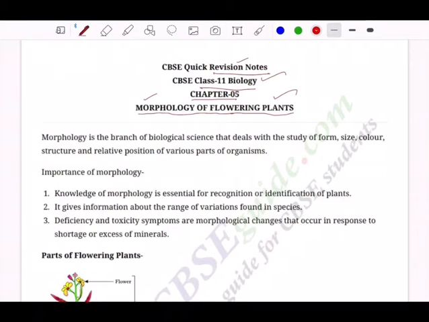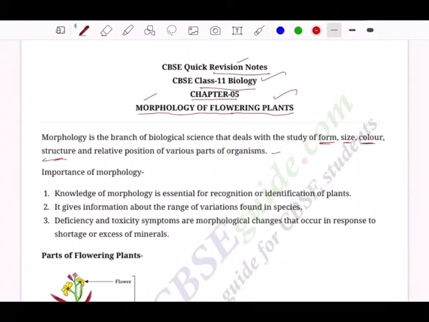So morphology is the branch of biological science that deals with the study of form. What is the form? Size, color, structure and relative position of various parts of organisms. These are the things that we are going to study. So in what way is it so important?